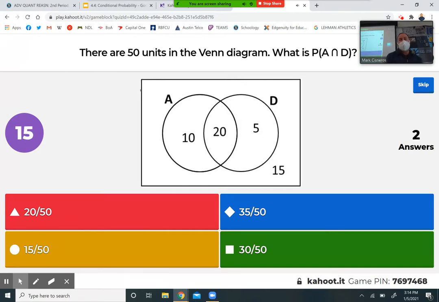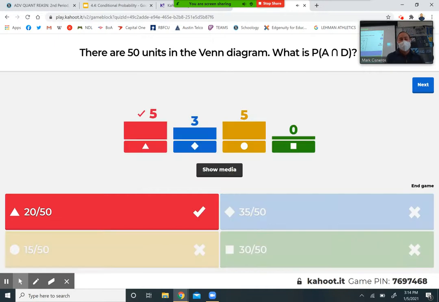That's the correct fraction. I got it wrong. You mad? I know it. You mad? Yeah. 20 out of 50.